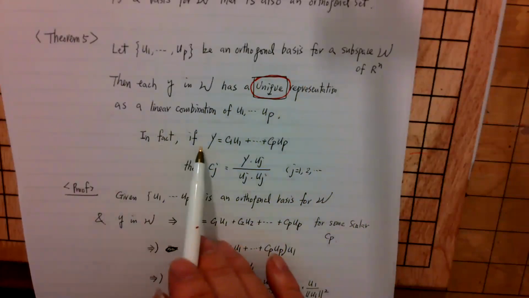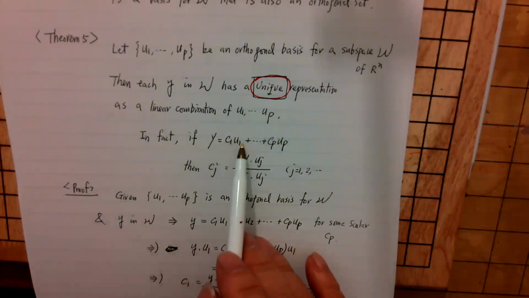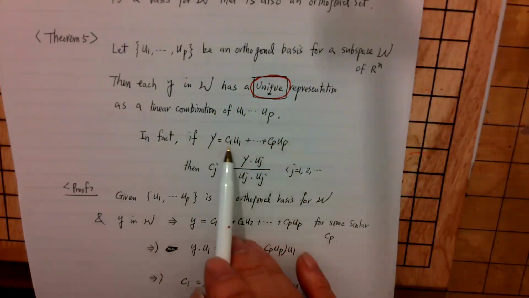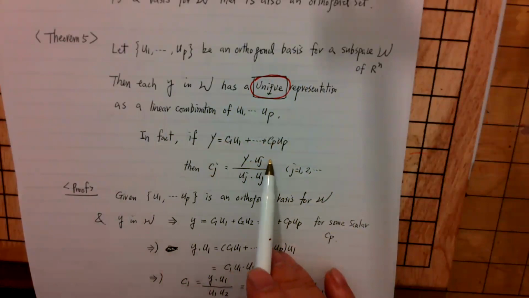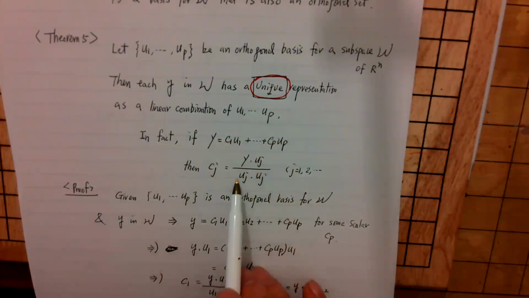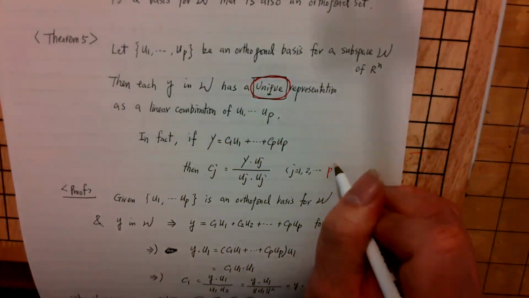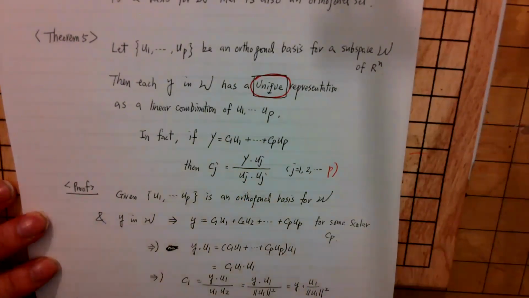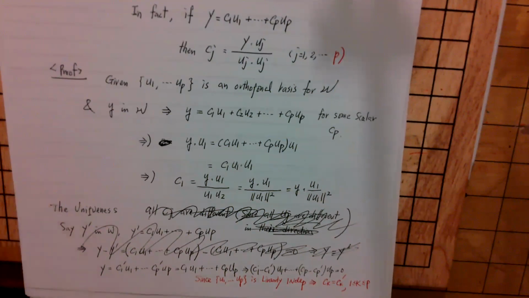In fact, if I write y as c1 u1 up to cp up, then each cj can be written as y times uj divided by uj inner product with uj, for j from 1 to p. And why is this true? The proof is still very constructive.